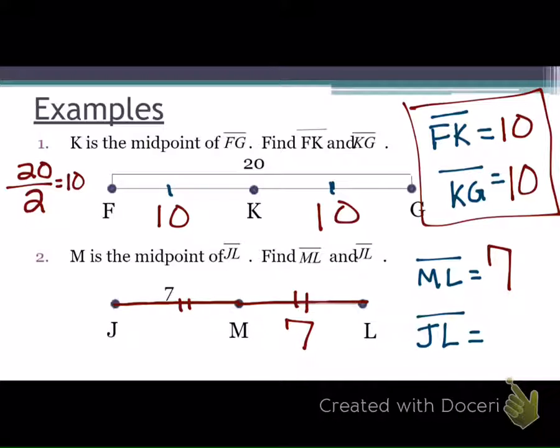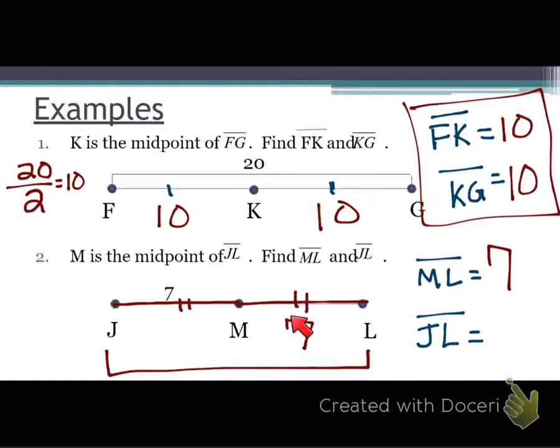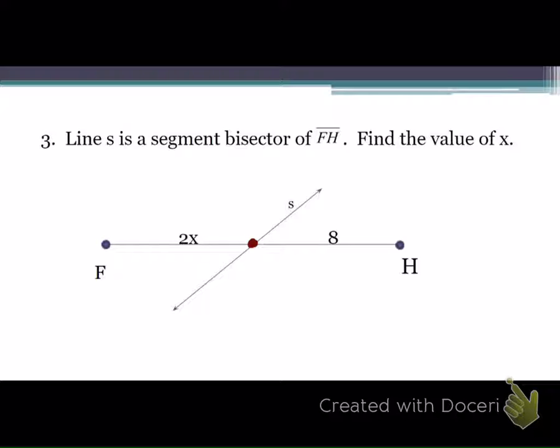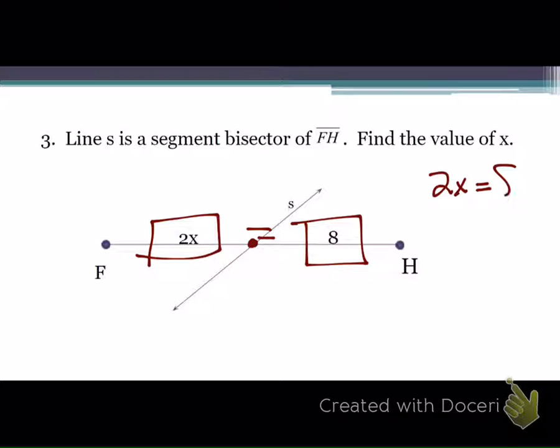How would I find JL, which is the whole thing? I'm going to add them 2 together. What's 7 plus 7? 14. So JL equals 14. What we know here is that this is a midpoint. This splits it in half. So what do we know about 2x and 8? They're equal to each other. These segments would both be marked congruent. So how would I make an equation? Just 2x equals 8. And we're going to divide by 2. So x equals 4.